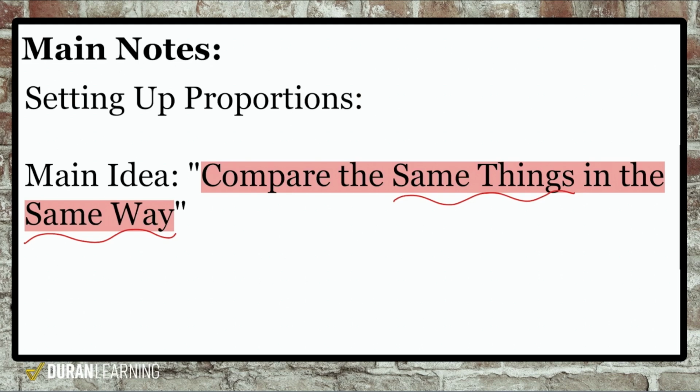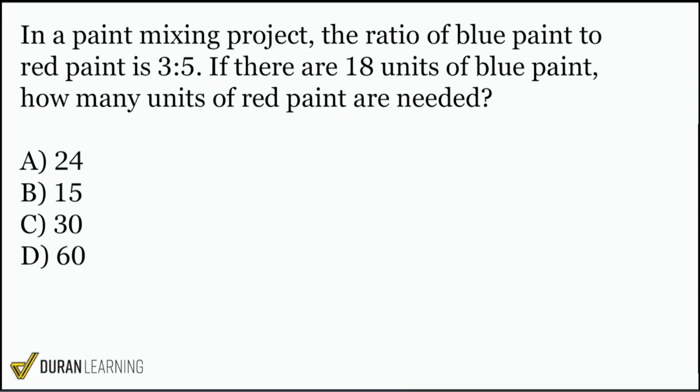Perfect. All right. Moving forward in 5, 4, 3, 2, and 1. So one more time, just repeating it again. Compare the same things in the same way. That is today's main idea for proportions. Here is our first word problem.